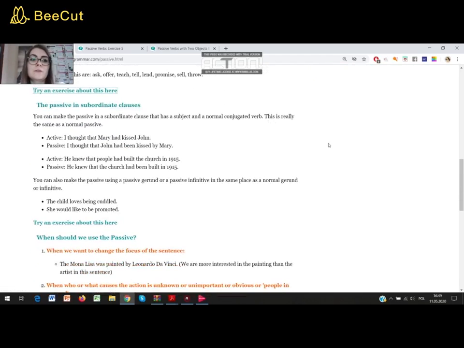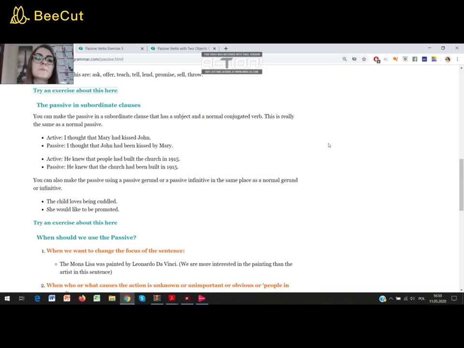And we can also have the passive in subordinate clauses, which is the most difficult, I guess. You can make the passive in a subordinate clause that has a subject and a normal conjugated verb. This is really the same as a normal passive. So, "I thought that Mary had kissed John." "I thought that John had been kissed by Mary." "He knew that people had built the church in 1915." "He knew that the church had been built in 1915."